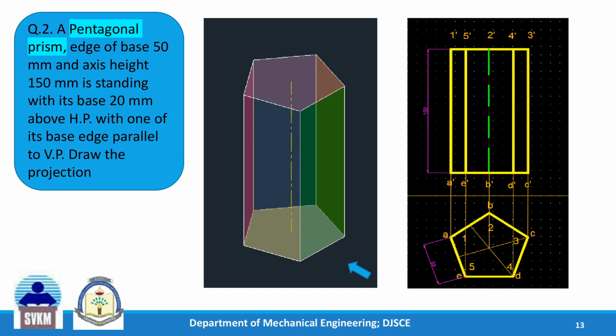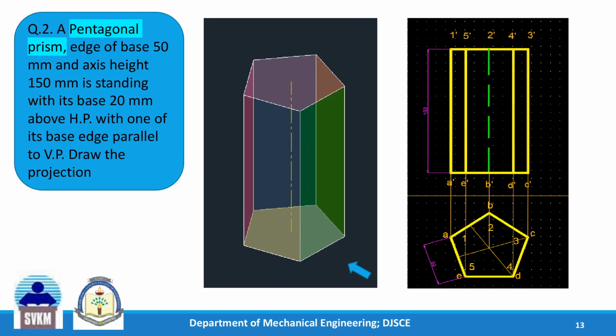Then we take the projections for the front view, then complete the front view. Take care that the front view is drawn 20 mm above the XY line because that is the requirement. It is not resting on HP but it is parallel to HP, that's the thing, okay. And then give the dimensions.